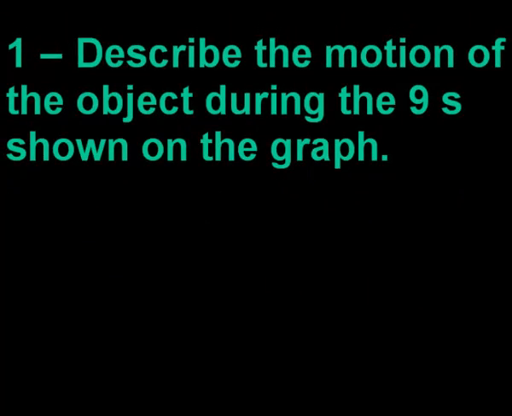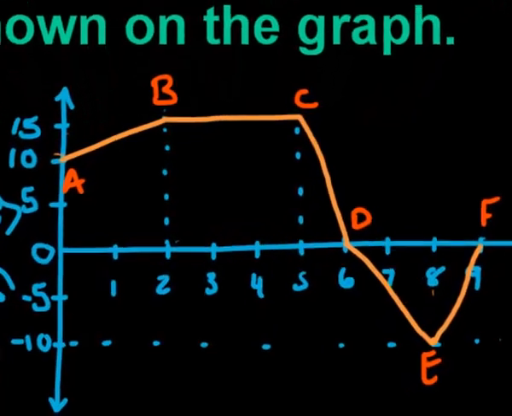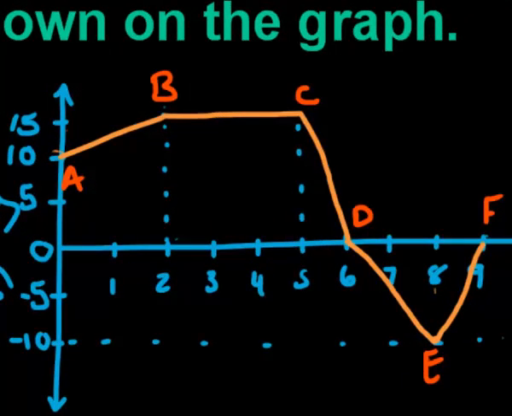Now the first question asks us to describe the motion of the object during the 9 seconds that's shown on the graph. When we explain this motion, we're basically going to break it up into different increments where we see the same motion occurring. So from A to B, you'll see that there is basically a straight diagonal line upwards for the velocity. So we're going to indicate from 0 to 2 seconds is our first motion.